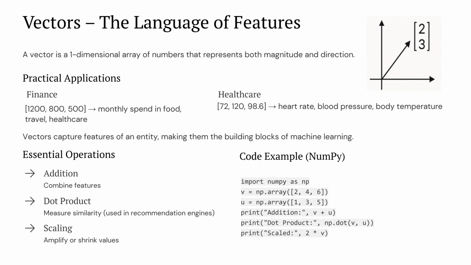learning. We can do simple yet useful operations with vectors. Addition, let us combine features. The dot product measures similarity, which is useful in recommendation systems. And scaling allows us to amplify or shrink values. With tools like NumPy, these operations are easy to perform in just a few lines of code, as shown here.